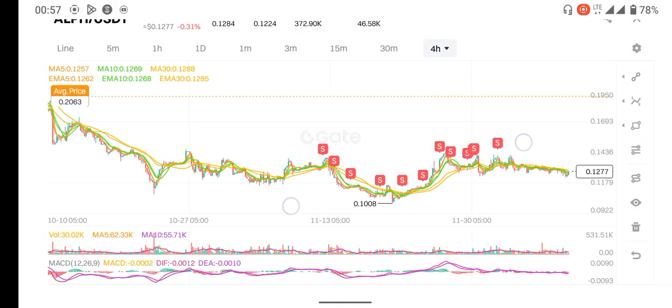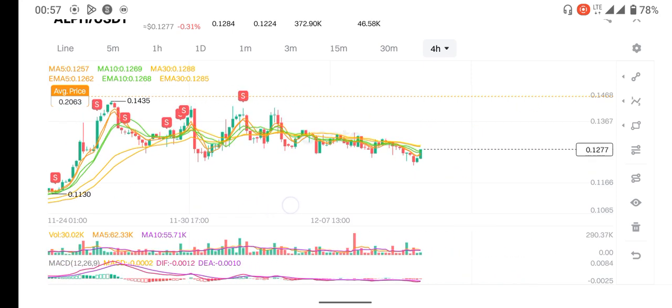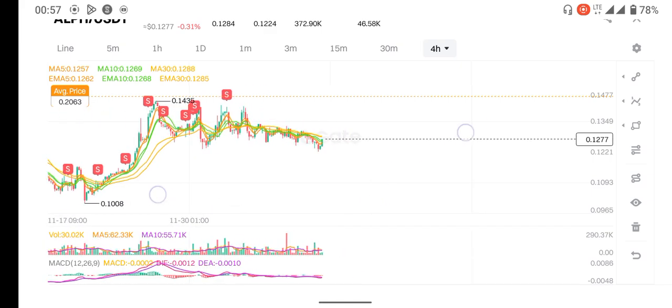In the 4 hours time frame, let me zoom it out so we can see what's actually happening. We have been trading on a lateral trend. A lateral trend is a bearish trend. We have been trading horizontally, maintaining this particular range of 0.1277 and 0.1435. We've been hovering around that range, so that has been what has been happening.